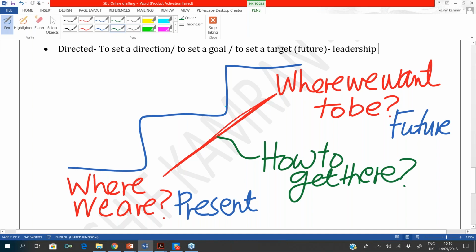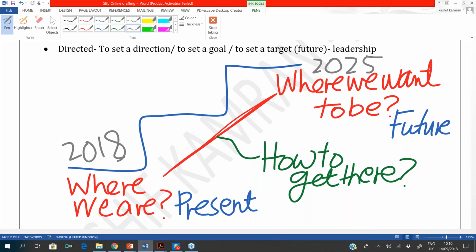So this is direction, right? The direction is where we want to be. We are in 2018. Where we want to be in 2020, by 2025? Where we should be by 2025 in terms of our sales, in terms of our profitability, in terms of our market share. And how to get there. How will we reach the goal of our sales, our profitability, our market share by 2025?